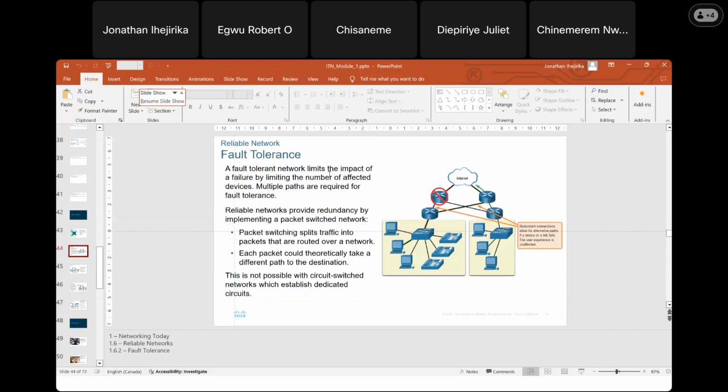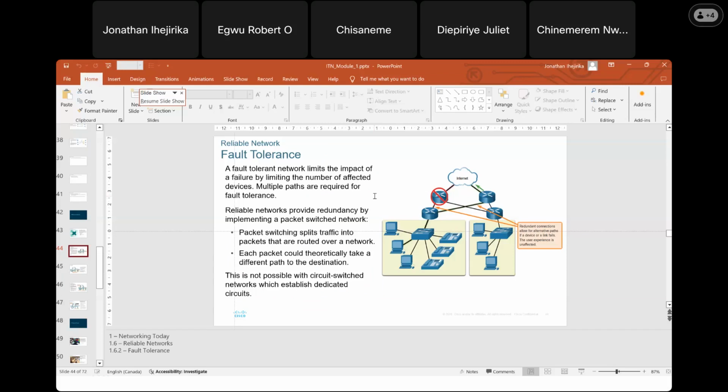Reliable. So, fault tolerance. A fault tolerant network limits the impact of a failure by limiting the number of affected devices. Multiple paths are required for fault tolerance. Networks provide redundancy by implementing a packet switched network. Packet switching splits traffic into packets that are routed over a network. You could say packets are data or information that you send. And each packet could theoretically take a different path to the destination.